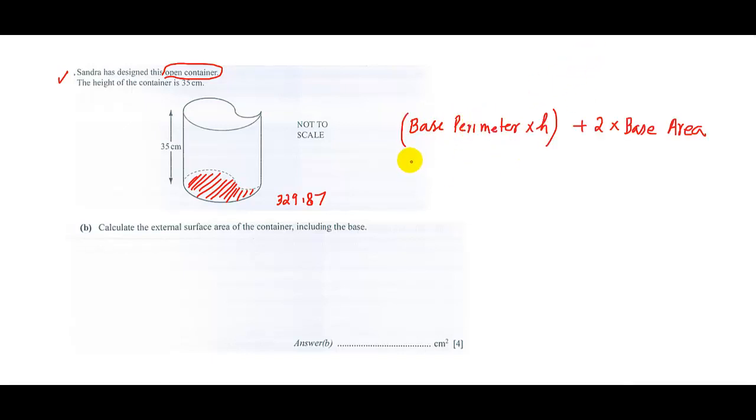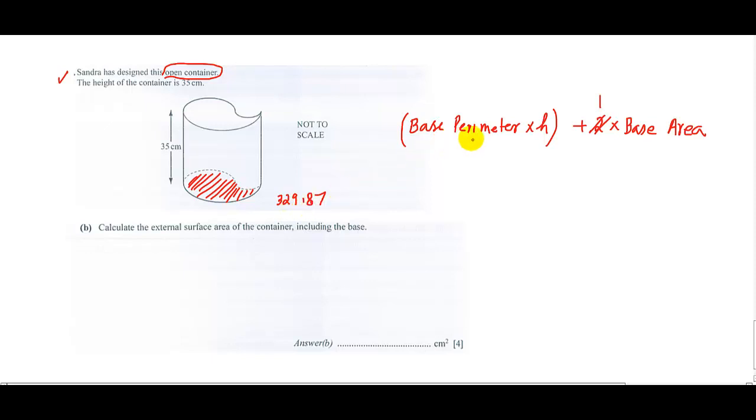The total surface area of a prism is base perimeter times height plus 2 times base area. As this container is open from the top, it is 1 times base area. And we have found this base area, 329.87.